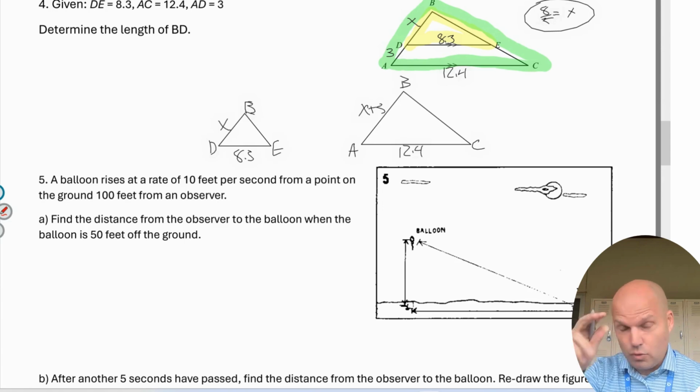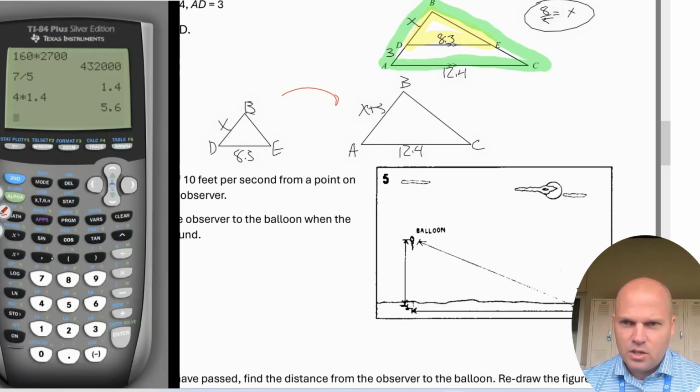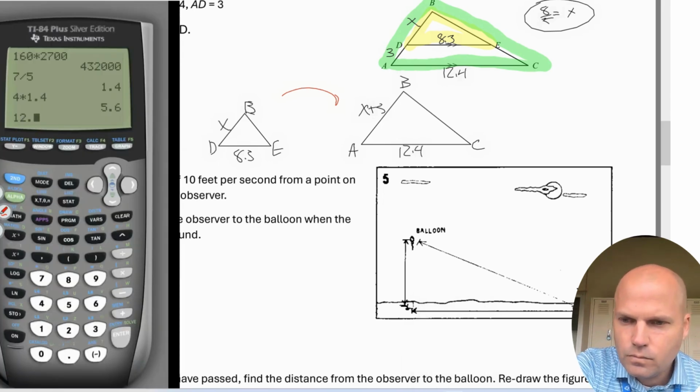What could you do? Two things. Set up a proportion, cross multiply and solve, or let's figure out the scale factor and use that. If these are similar triangles, how many times bigger is 12.4 to 8.3? How do you figure out how many times bigger something is? You divide. So let's do 12.4 divided by 8.3.